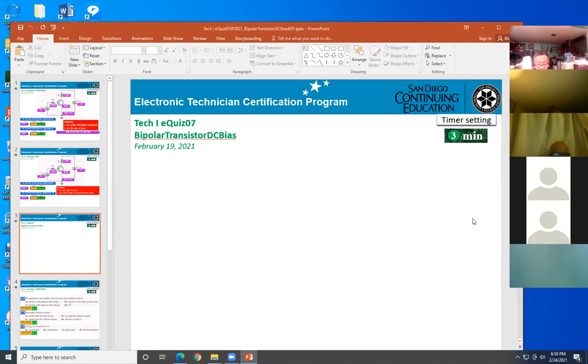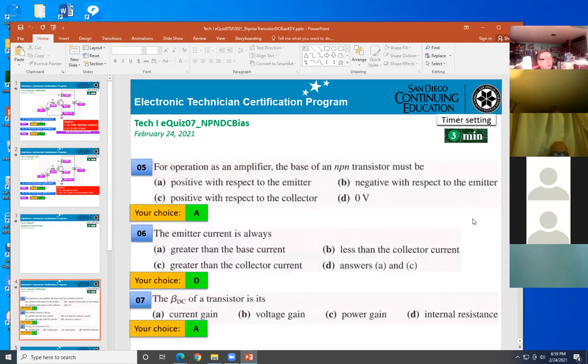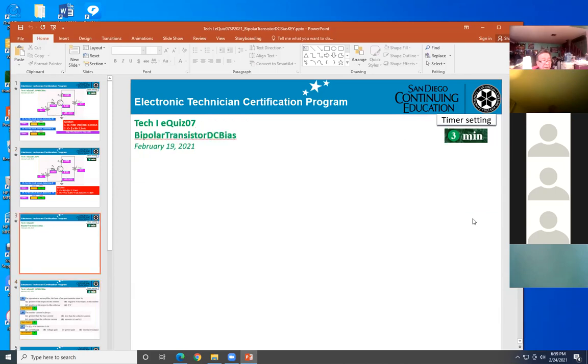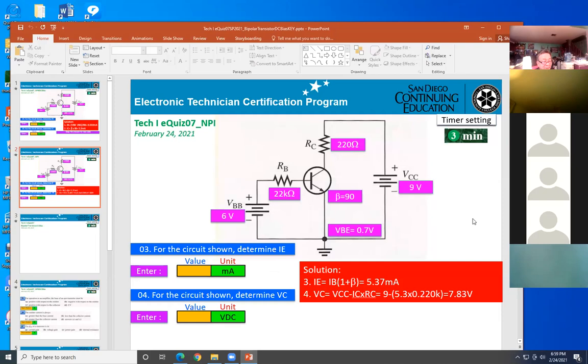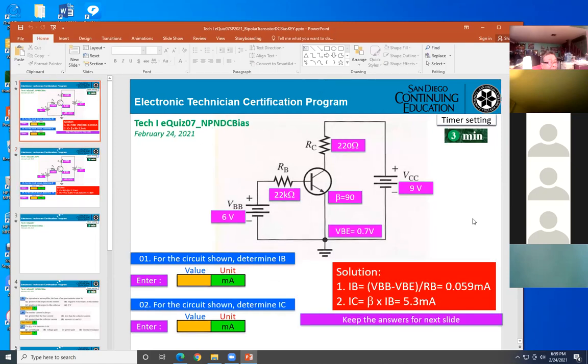I'm getting different answers. Me too. I think the first one, the IE, was wrong. Which one? For IE I get 21.84 milliamp. Number one, VBB minus VBE divided by RB. Number one, I get 0.24 milliamp. Yes, like me, 0.24 milliamp. Yes, correct, 0.241. Let me try the calculation again.